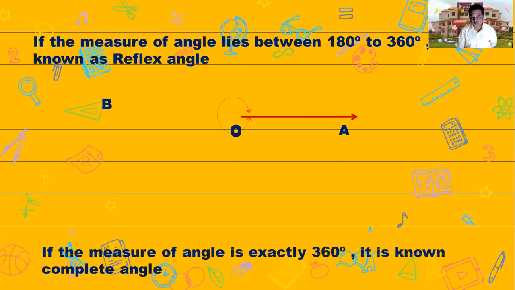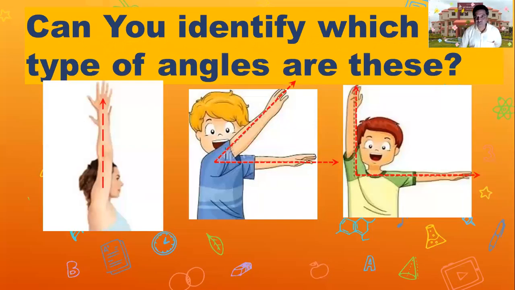So the angle whose measure is 360 degrees is known as a complete angle. Now, can you identify which types of angles these are when the children are doing the exercise? Let us see them one by one.